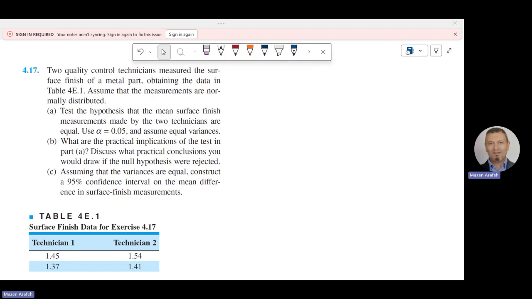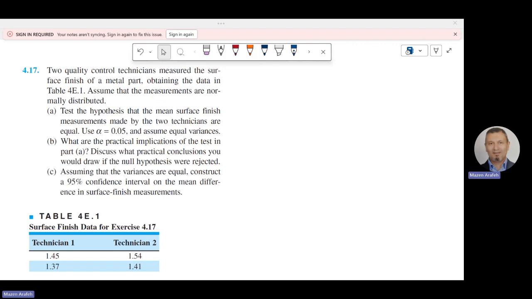Part B, what are the practical implications of the test? In Part A, discuss what practical conclusions you would draw if the null hypothesis were rejected. And Part C, assume that the variances are equal. Construct a 95% confidence interval on the mean difference in the surface finish measurement.